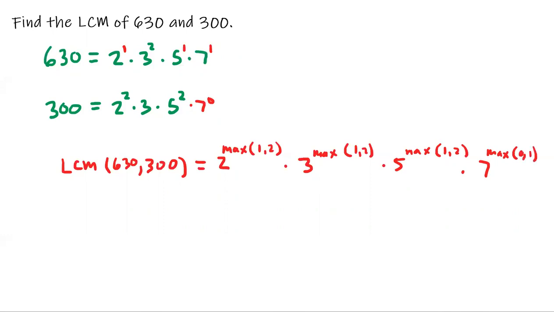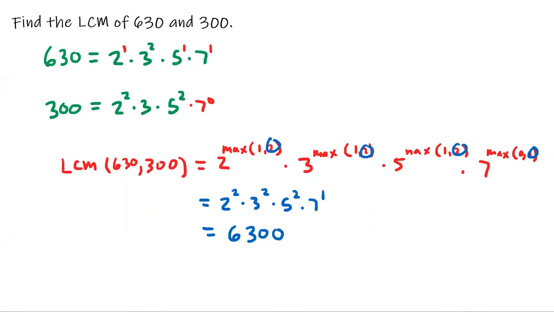And so we'll pick the maximum of those. I want 2 to the second, 3 to the second, 5 to the second, and 7 to the first. What I'll have is 2 squared times 3 squared times 5 squared times 7 to the first. If I multiply those all out, I'm going to get 6,300.